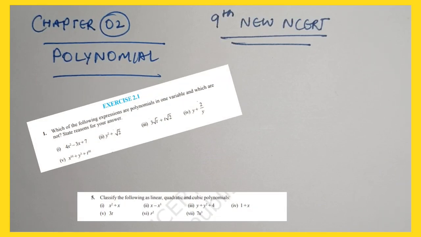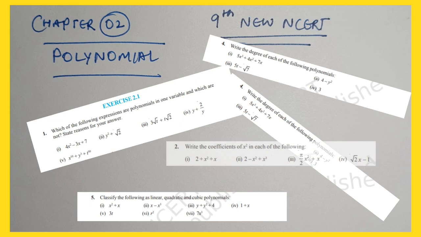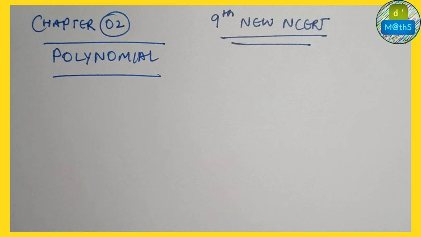So before moving to your exercise 2.1 of polynomial, firstly you should learn some basic concepts regarding polynomial, such as variables, terms, coefficient and degree of a polynomial. So friends, what are polynomials? Polynomials are sums of several terms that contain different powers of the same variables. There can be more than one variable also. So what are these? I am explaining.